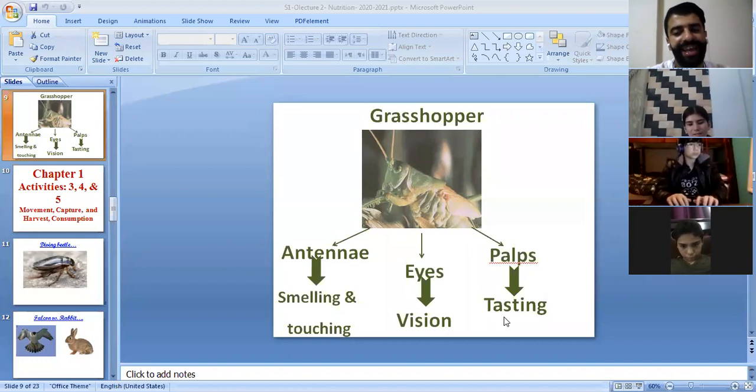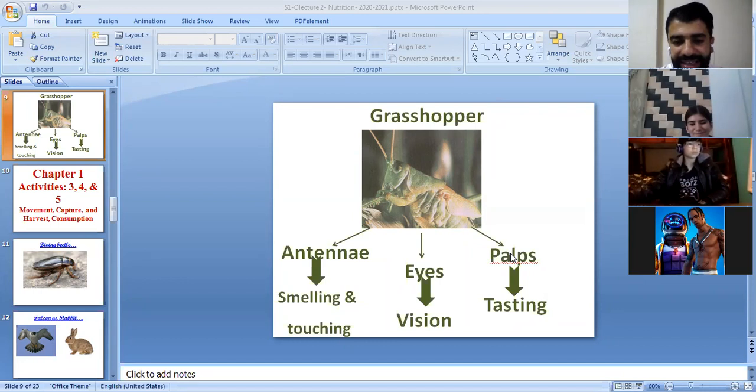Tasting. For tasting. So it's false. They use their palps for tasting, while the antenna is for touching and smelling. Right? So let's go back to the worksheet. They use the antenna for smelling and touching. Okay? So the first one is false. Let's move now to the worksheet again.